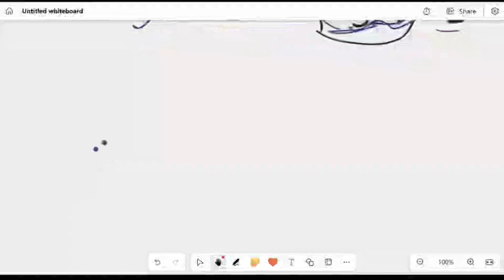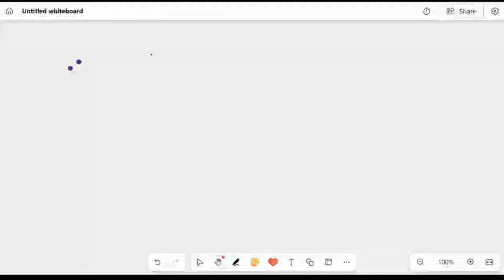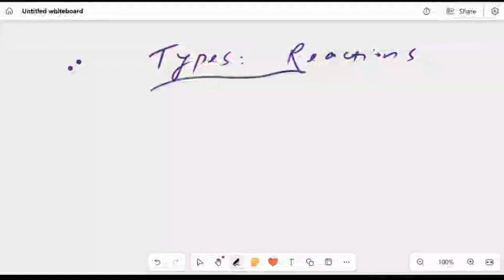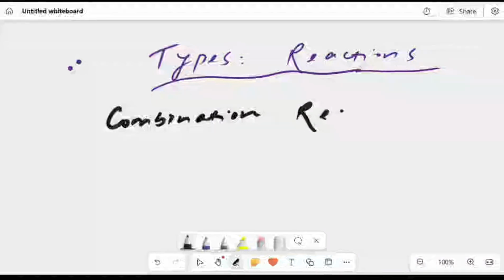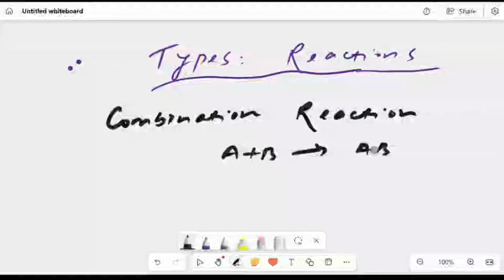Let us move further and study about types of reactions. At first, let's study about the combination reactions. Here the substances combine to form a product. That's a combination reaction for you. Let's take an example.